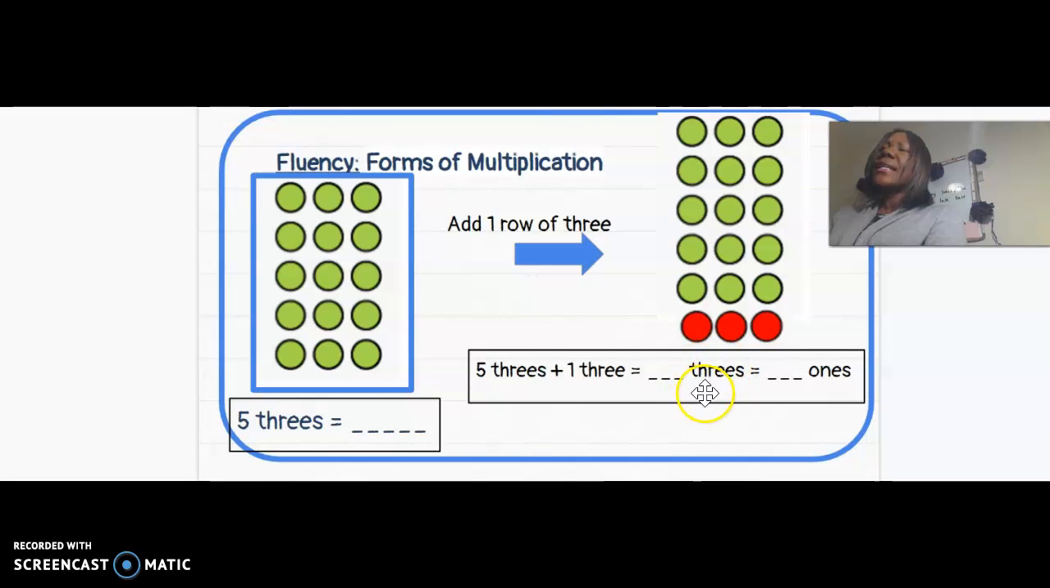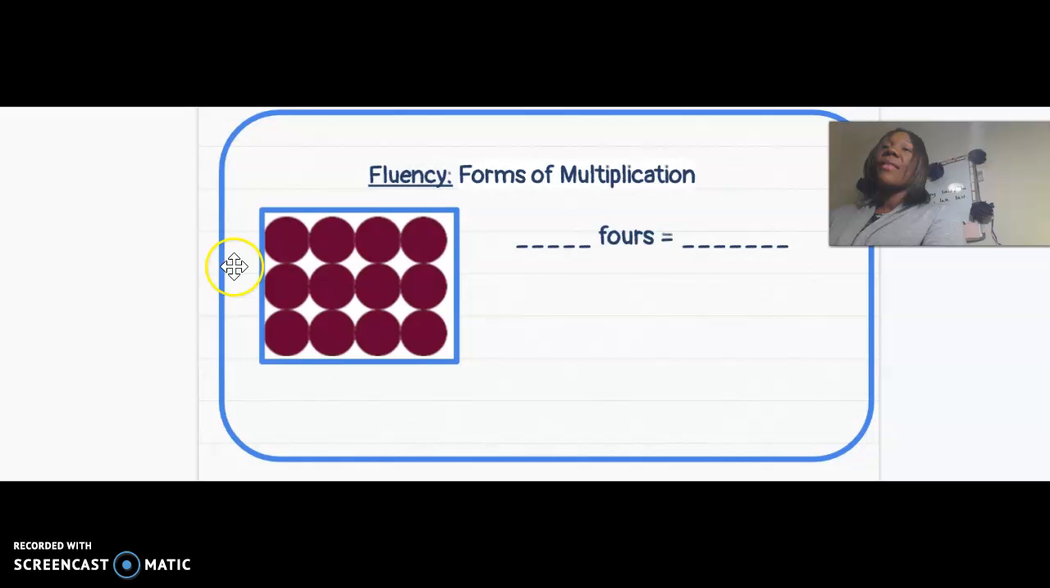Wonderful. So 6 3s equals how many 1s, boys and girls? When I type it in the chat, do not send it yet. 1, 2, 3, waterfall, send it now. You are right, 18 1s. Awesome work. Now let's take a look at this array.